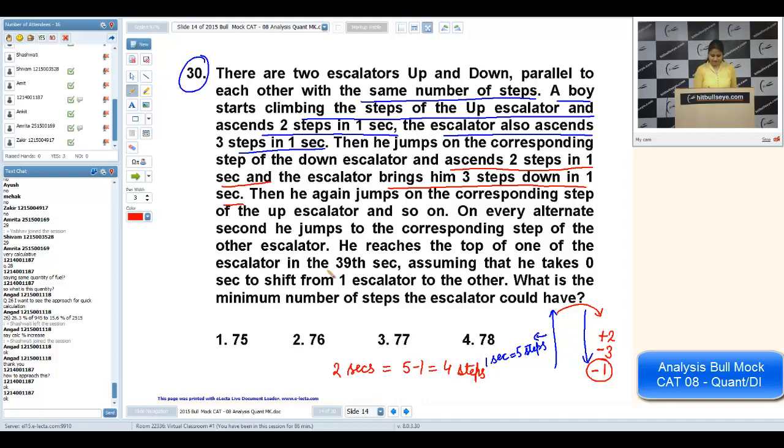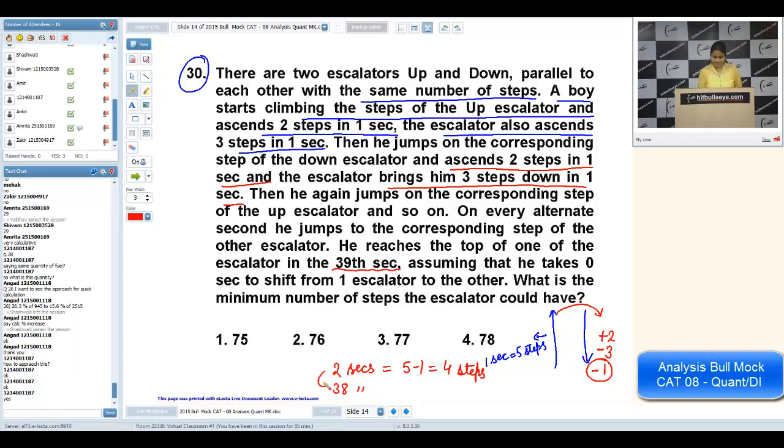So we have talked about the beginning of the 39th second. So 38 seconds we have completed. To make 38, we have to multiply it by 19. I'm multiplying this by 19, so I'm getting 76 steps. At the starting of the 39th second, the boy will move 1 step once again.